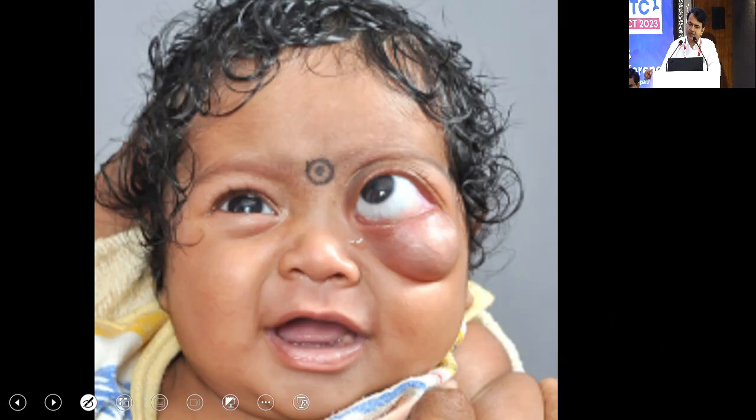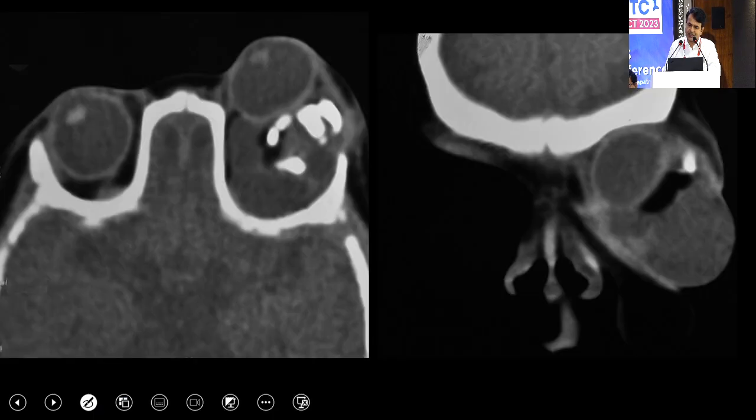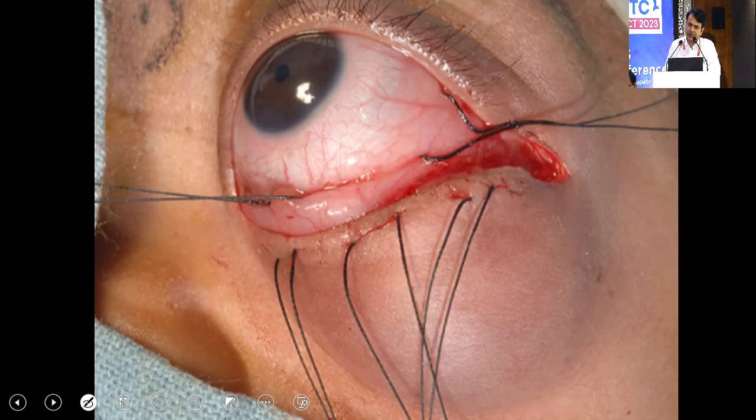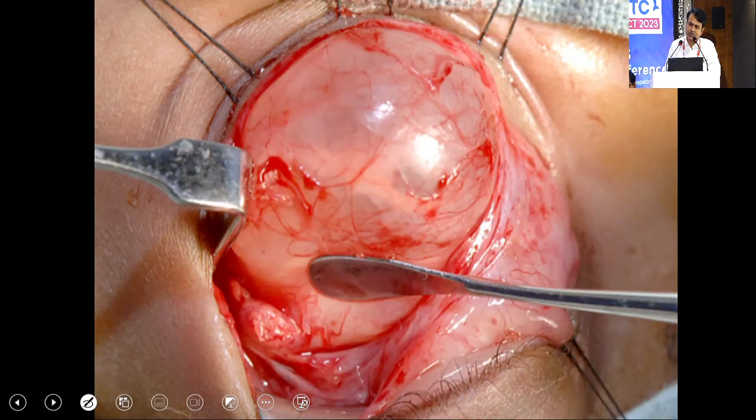This is a child with a teratoma, a benign teratoma, where the lesion was both on the medial as well as the lateral side of the optic nerve. That's a fully grown molar tooth within it, confirming the diagnosis radiologically. That's a swinging eyelid incision that we use. That's a cystic lateral component.